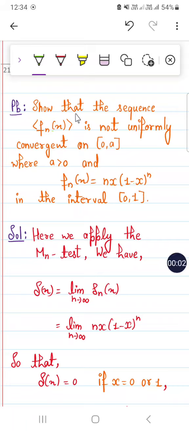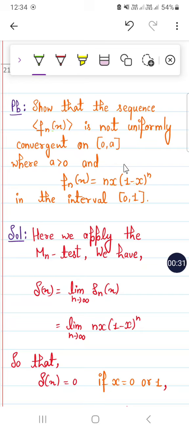Hello friends, today we will discuss the uniform convergence on the closed interval [0, a] of the function fn(x) = nx(1 − x)^n. We will find the function's limit: when we put 0 then it is 0, when we put 1 then it is 0. So the limit function f(x) is equal to 0, and this limit is continuous on the closed interval, but the function is not continuous, right?